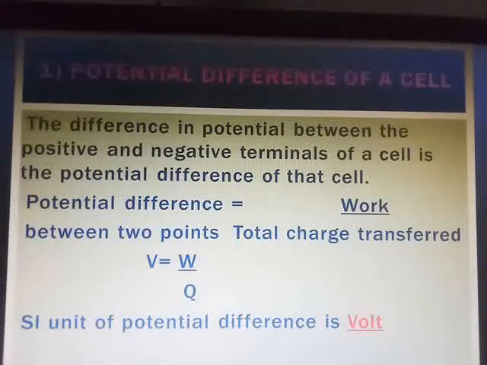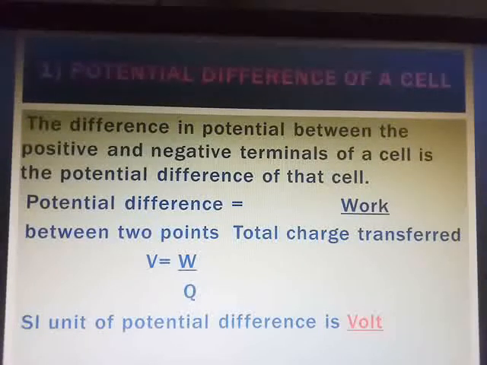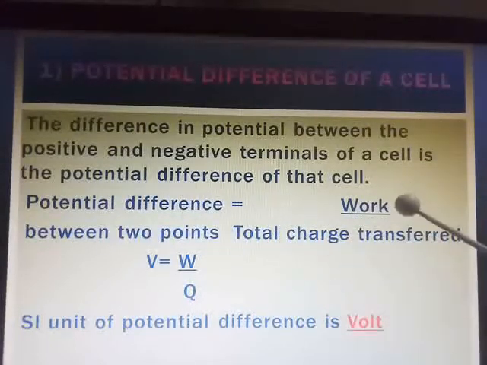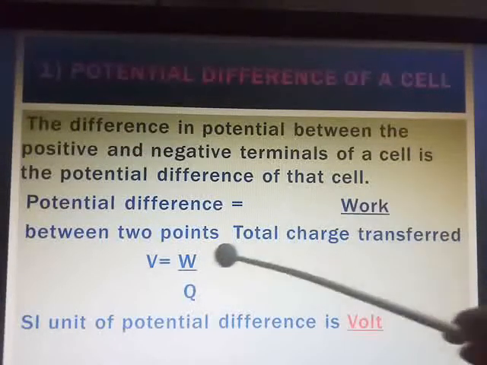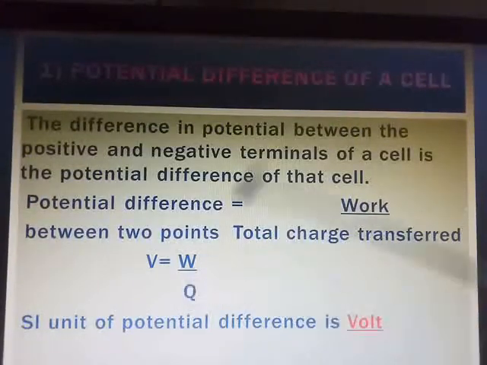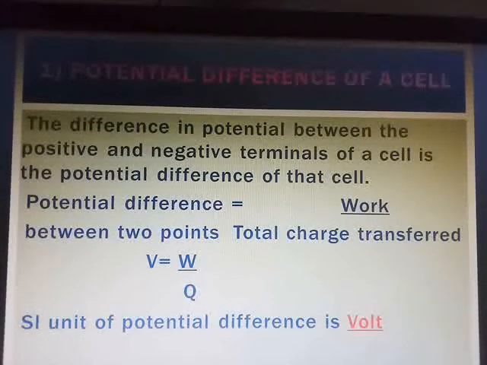The difference in potential between the positive and negative terminals of a cell is called the potential difference of that cell. So, the formula for potential difference between 2 points is equal to work done upon total charge transferred. Therefore, potential difference is denoted by capital V. V is equal to work capital W upon charge transferred capital Q. So, V is equal to W upon Q, and the SI unit of potential difference is volt.